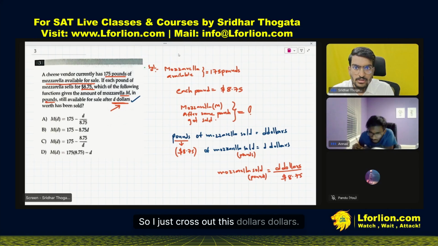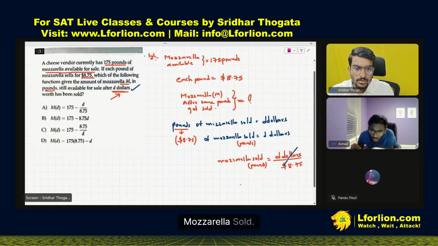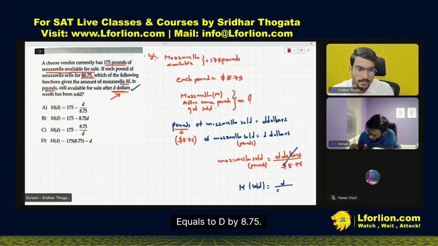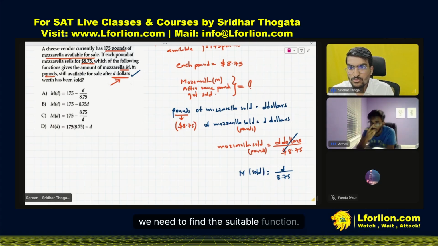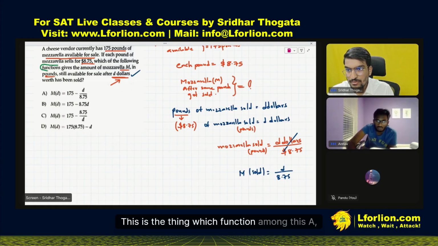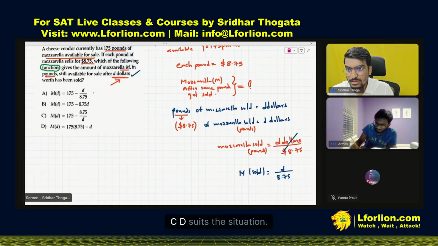So I just cross out this dollars. Mozzarella sold equals D by 8.75. This is sold. So to write, what do we need to do? We need to write an equation. I mean, we need to find the suitable function. Which function among A, B, C, D suits the situation?